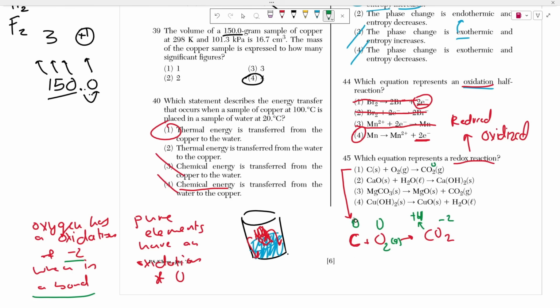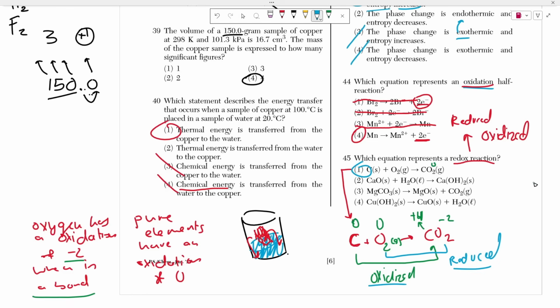So carbon went from a state of 0 to a state of +4. If you became more positive, you must have lost something that was negative. So oxidation is losing, so carbon got oxidized. And if we look at oxygen here, it went from 0 to -2. It got more negative, so that means that oxygen here got reduced. And guess what? Because I have oxidation and reduction happening, this must be the only redox reaction here.